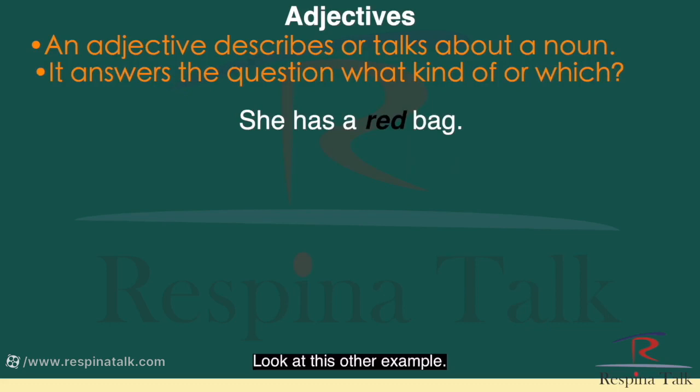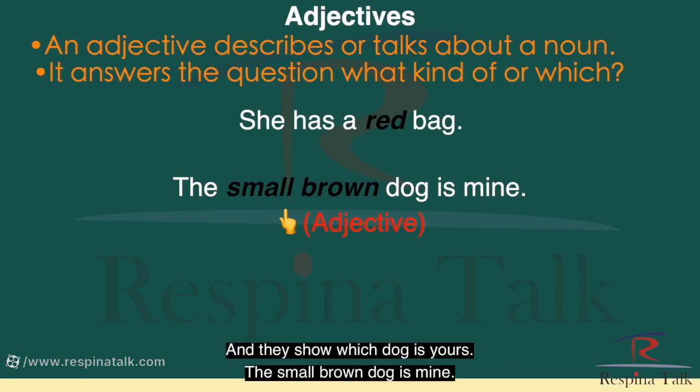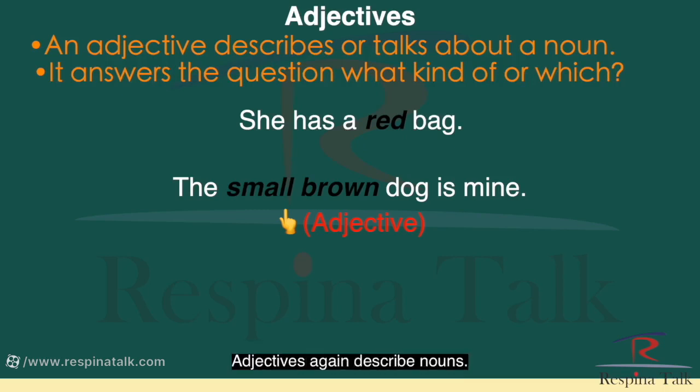Look at this other example. The small brown dog is mine. Here, small and brown are both adjectives, and they show which dog is yours. The small brown dog is mine. So basically, adjectives, again, describe nouns.